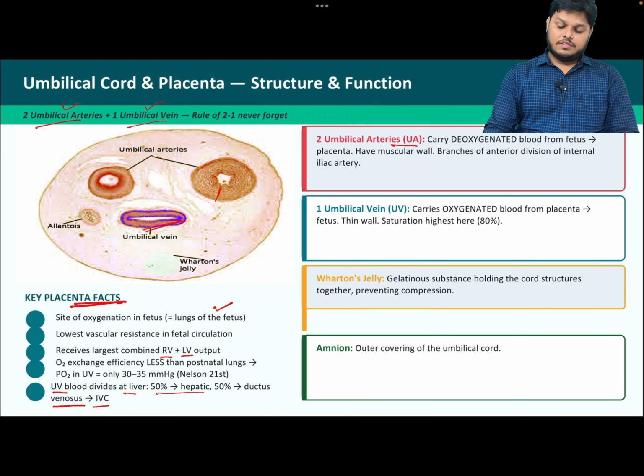So there are two umbilical arteries. Umbilical arteries carry deoxygenated blood from the fetus.